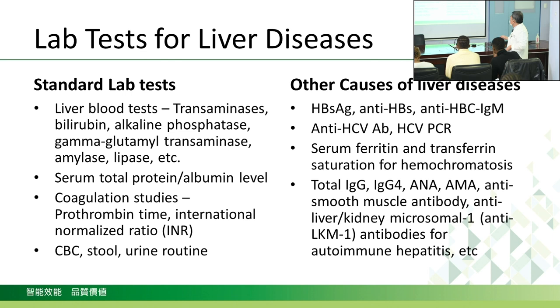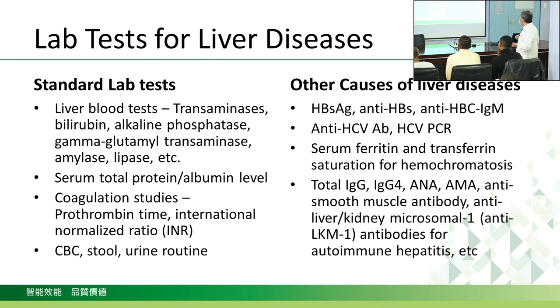So, liver function tests. Liver blood tests: bilirubin, alkaline phosphatase, gamma GT, amylase, lipase, albumin, coagulation study, CBC. And for the liver cause, check hepatitis B, hepatitis C. Hepatitis A, we check what? We check HAV IgM antibody. And total IgG, IgG4 for autoimmune hepatitis. ANA, anti-mitochondrial antibody, anti-smooth muscle antibody, these are for autoimmune disease.